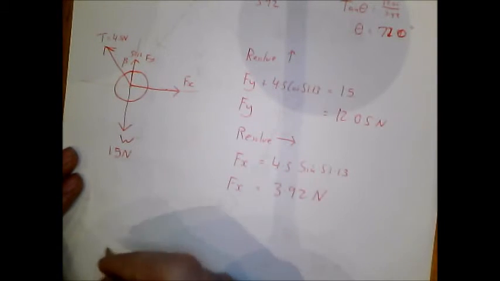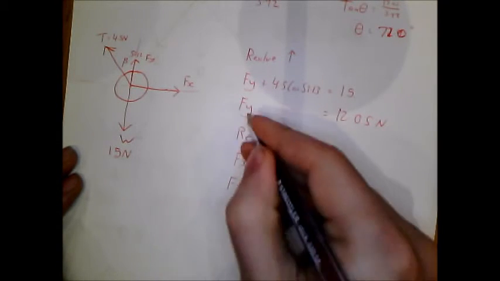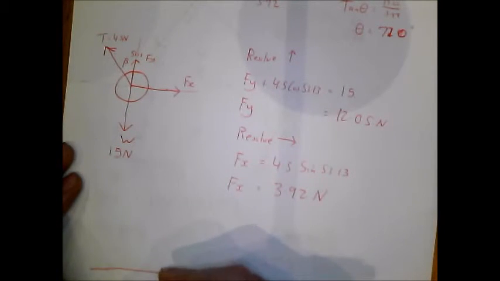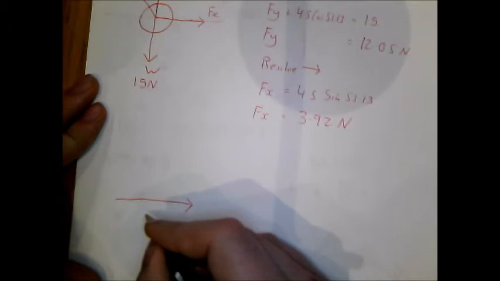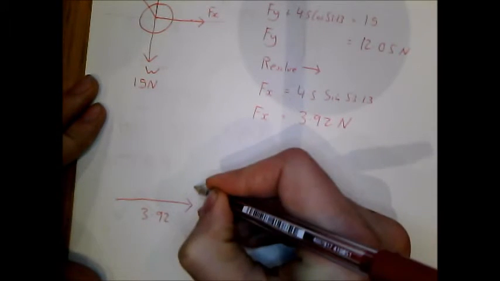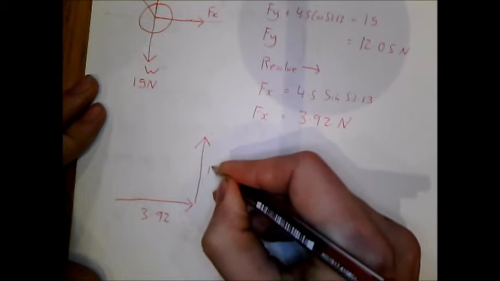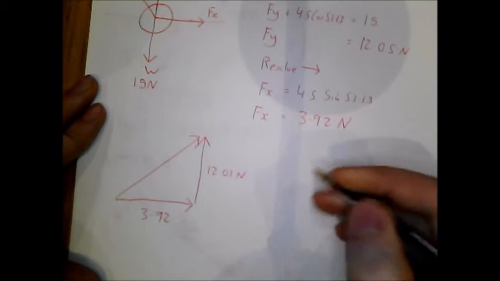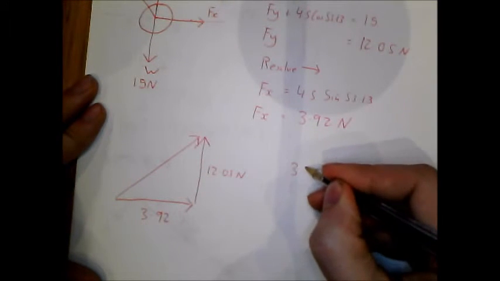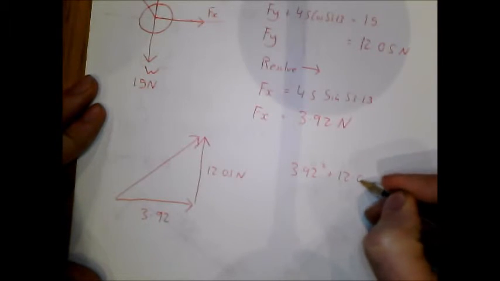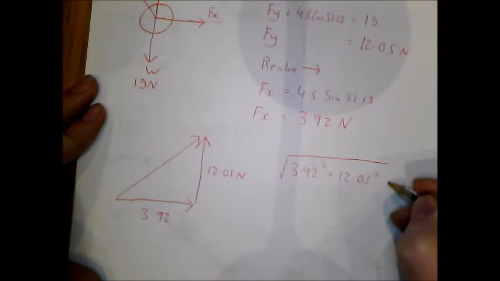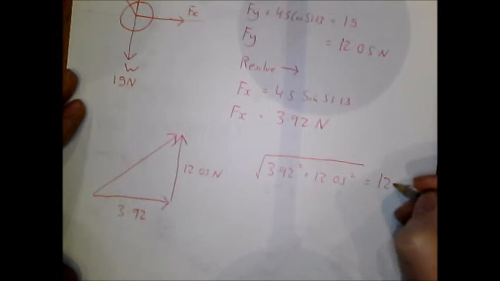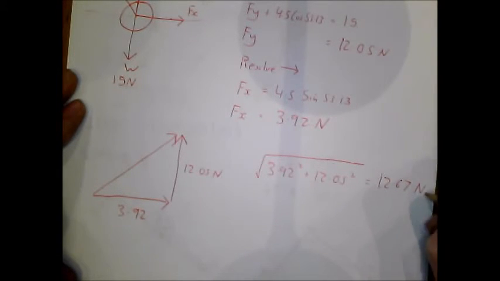Now I can draw a little force diagram for these forces to resolve it as one big force. So it goes to the right at 3.92 newtons, and it goes up 12.05 newtons. So here is our resultant force, and I can use Pythagoras here. So 3.92 squared plus 12.05 squared, all square rooted, will give us the resultant force, or the magnitude, and we should find that to be 12.67 newtons.